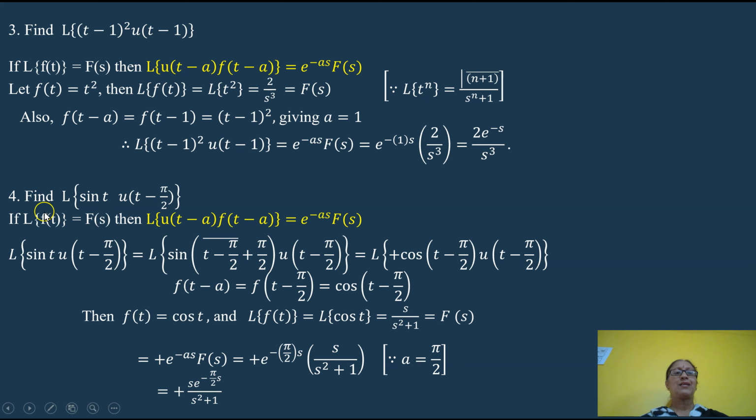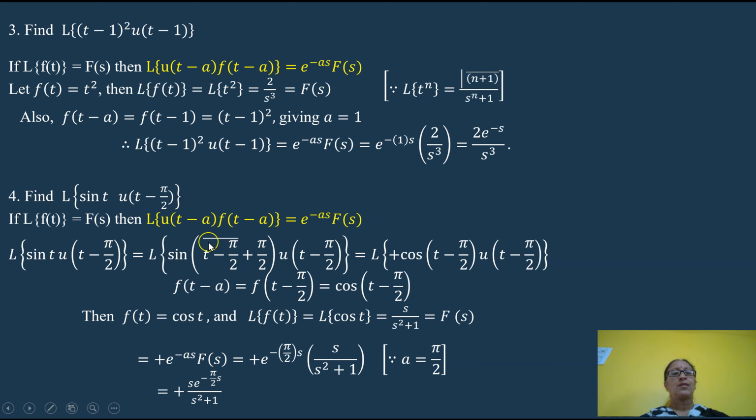Let us see the next example. Find the Laplace transform of sin t into u(t minus pi by 2). Here if you observe, this is in the form of u(t minus a), but sin t is not in the form of f(t minus a). So first we have to convert this sin t into the form of sin(t minus a). So here L of sin t into u(t minus pi by 2). Here sin t can be written as sin(t minus pi by 2 plus pi by 2). I have added and subtracted pi by 2 because here in the place of a, pi by 2 is given.